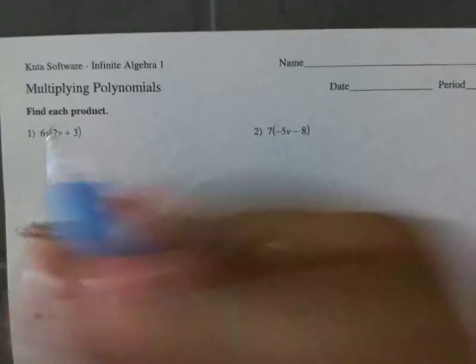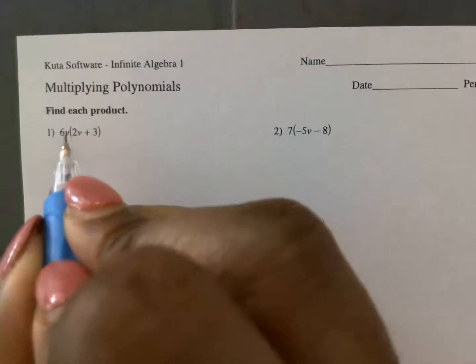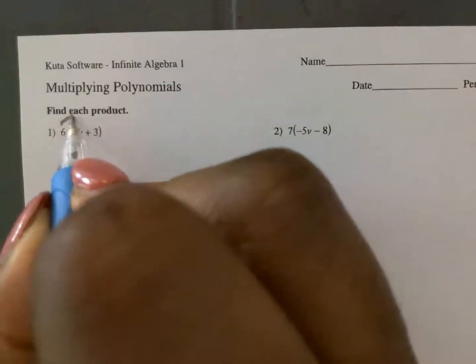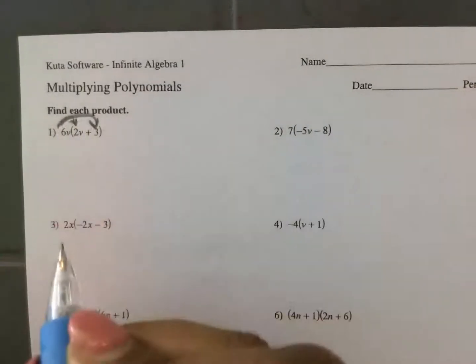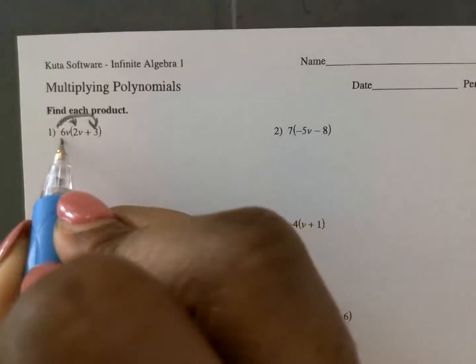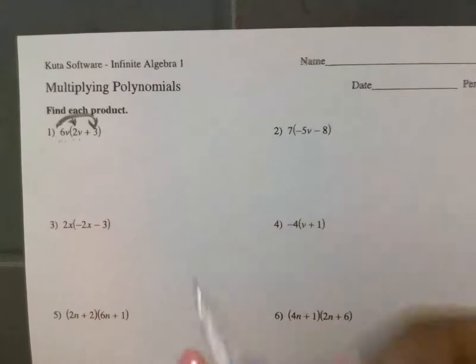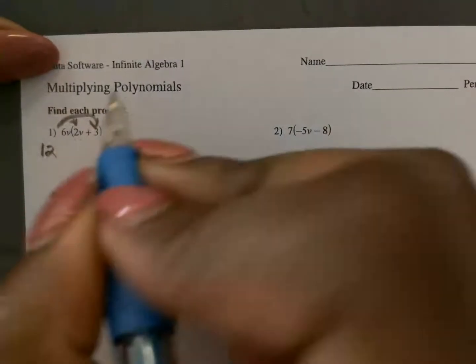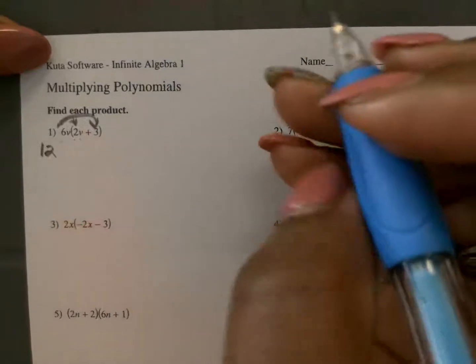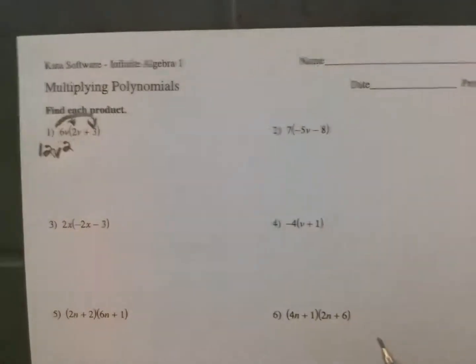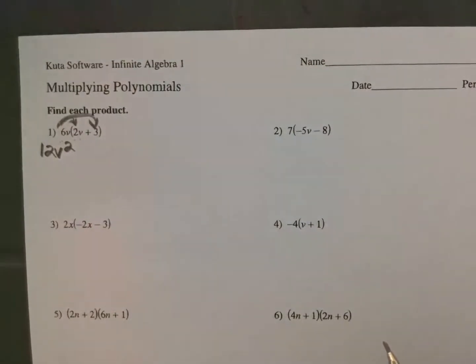All right, so let's do this one. Let's do number 1 together, okay? We're using distributive property, so we multiply whatever's on the outside to the numbers on the inside of the parentheses. So this is going to be 6v times 2v. What's 6v times 2v? Yeah, 12v what? What's v times v? Squared. V to the second power. V times v is v to the second power.